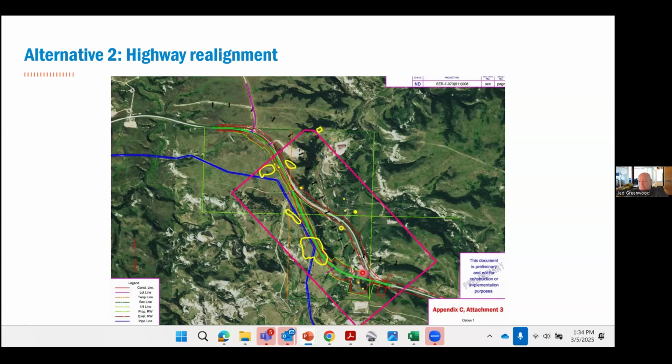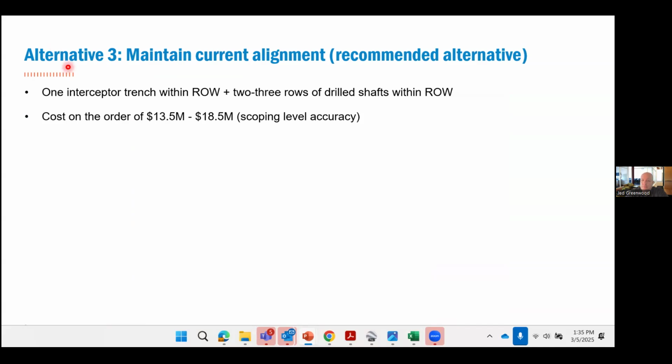There was some instability in this area as well. Plus, there was this blue gas pipeline that was in the way. It got really close to that. It was determined that while you avoid most of this landslide, you still have to deal with some slope instability here. There could be large fill areas. The idea was to keep the alignment where it is and repair it in place. So that's alternative three, maintain the current alignment. That's what was recommended. The concept was one interceptor trench within the right-of-way and 2 to 3 rows of drilled shafts within the right-of-way. And the cost, $13.5 to $18.5 million at that level.